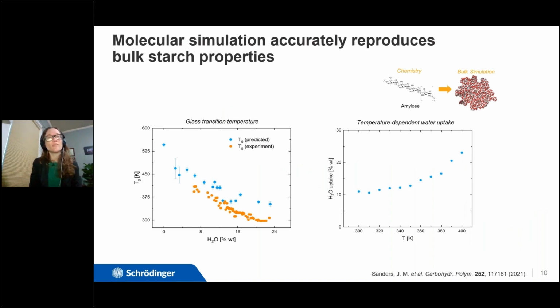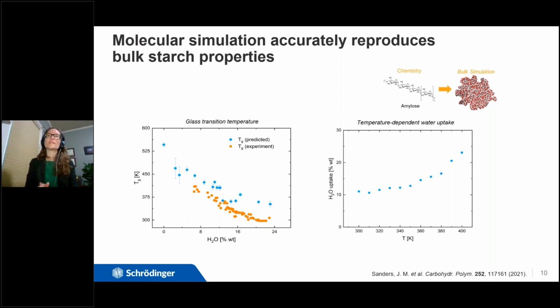densified amylose structure, then we can look at things like glass transition temperature, and not just of the bulk amylose material, but we can also load in water. So you see the plot on the right, we're loading in water at different temperatures, and as you increase the temperature, this structure is going to uptake more water. And so you can see the uptake of the water is going to increase as you increase that temperature.